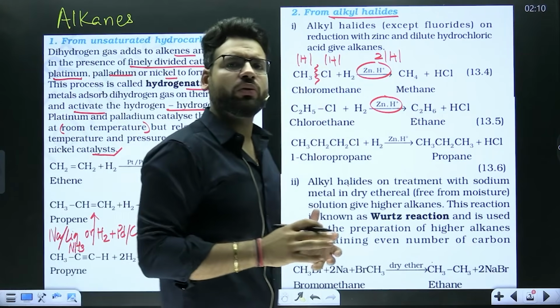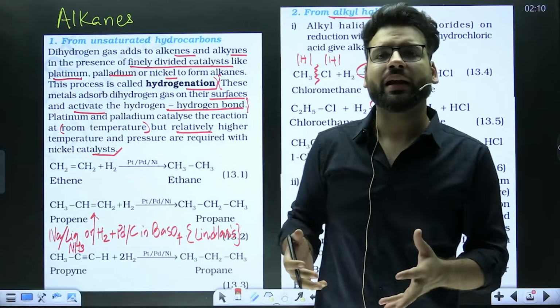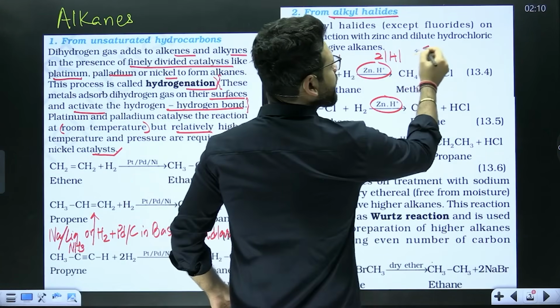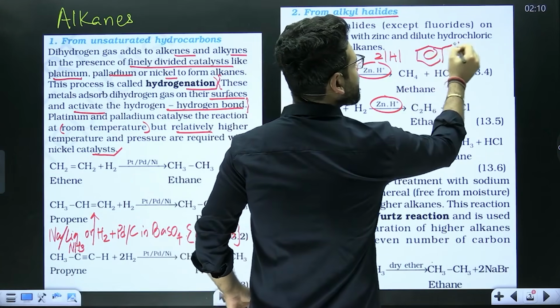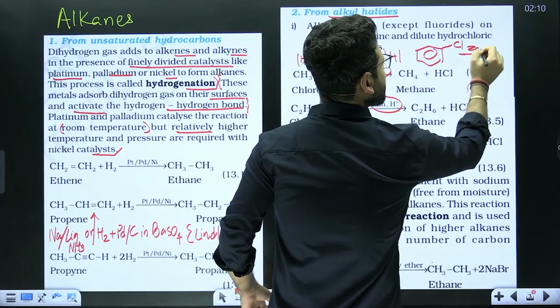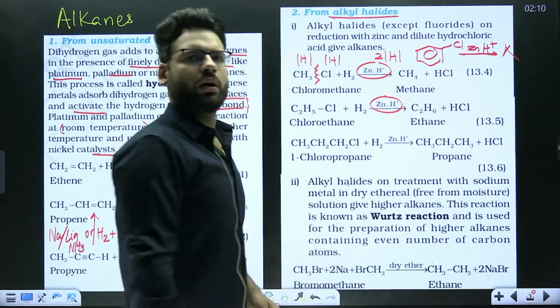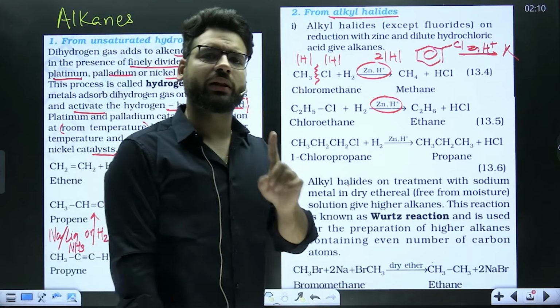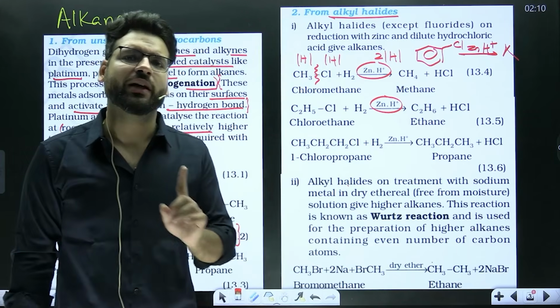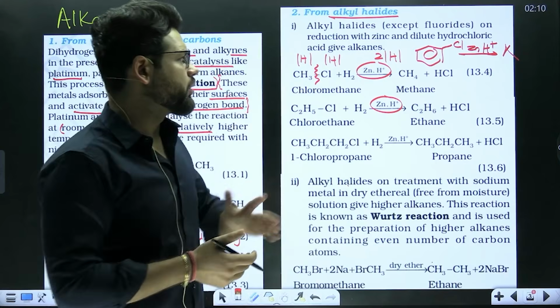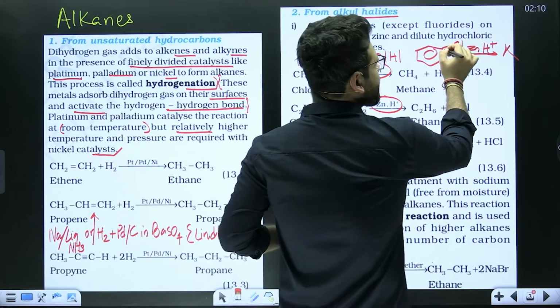Make sure that you don't use any aryl halide here. Otherwise the reaction won't happen. With chlorobenzene, because we know there is a partial double bond character here, zinc plus HCl will not do any reaction. Important point, in the previous years also these type of questions have been asked. So aryl halides will not react because there is a partial double bond character.